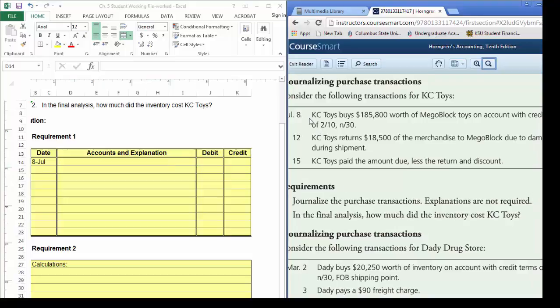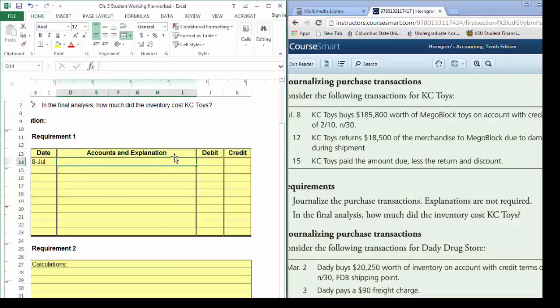So remember, anytime we see these credit terms, that 2 is the discount. So we're going to get a 2% discount if we pay within 10 days, or all of it's due within 30 days, so net 30. So that's what our credit terms are. There's nothing to do with the credit terms right now. We're going to have to refer to that later when we actually make our payment.